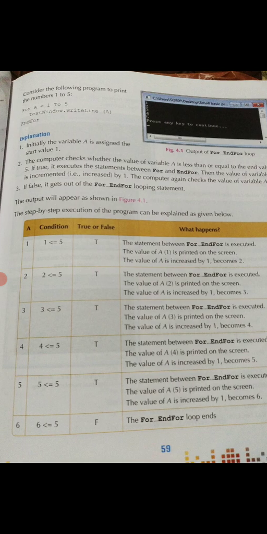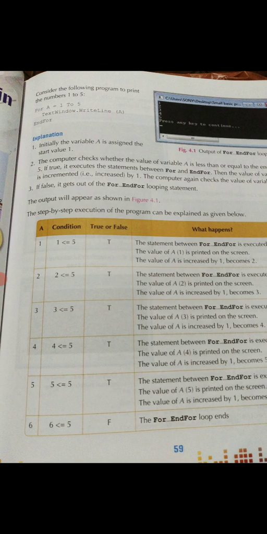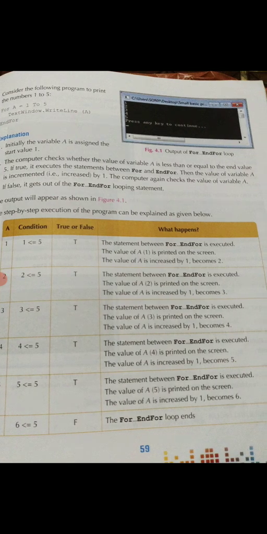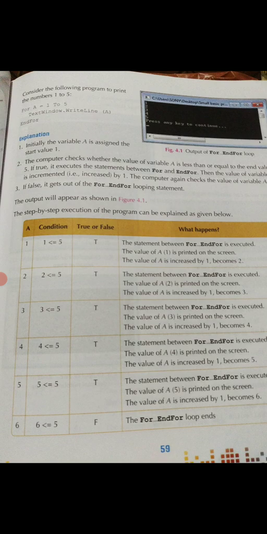Then the value of variable A is incremented, that is, increased by 1. The computer again checks the value of variable A. Whatever you have typed, the value was 1 to 5. Here the computer is going to check the value, according to the question, whether the value you have inserted is right or wrong. Number 3. If false, it gets out of the for loop statement.